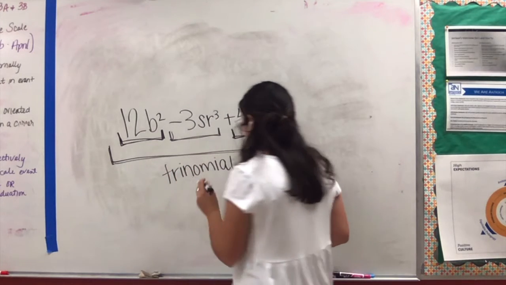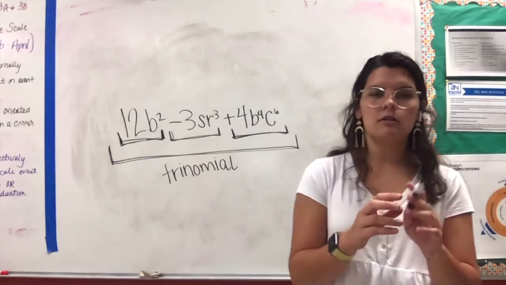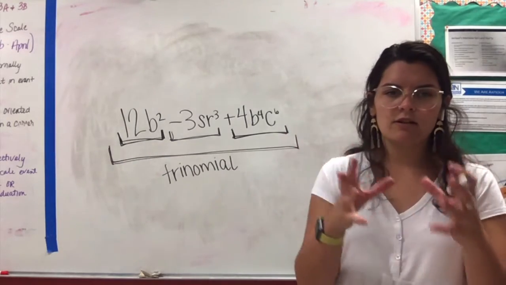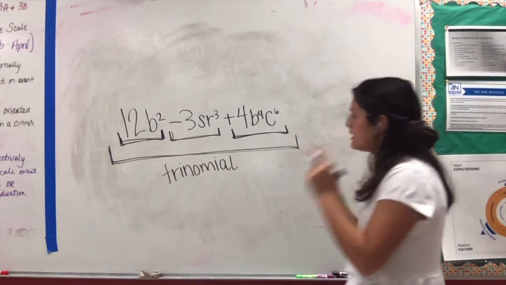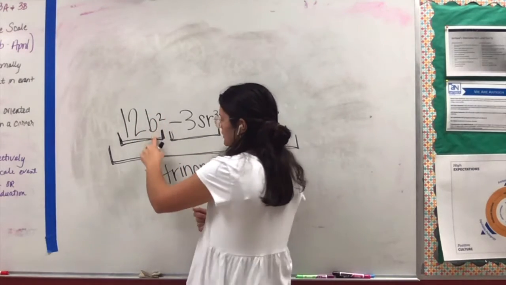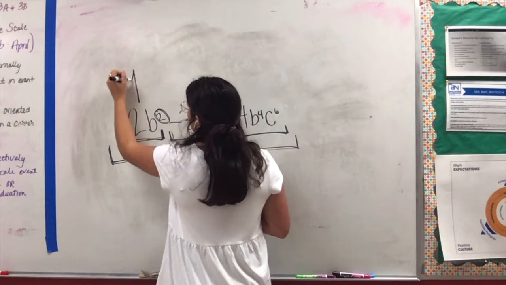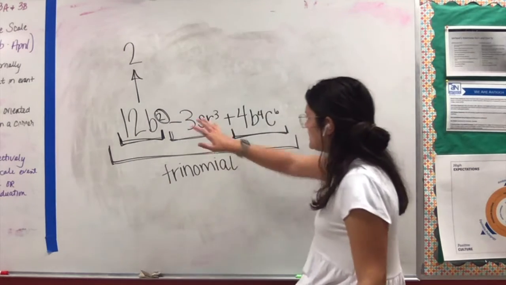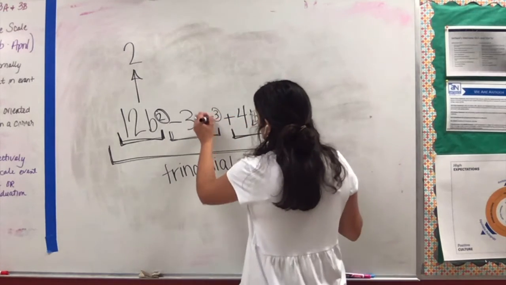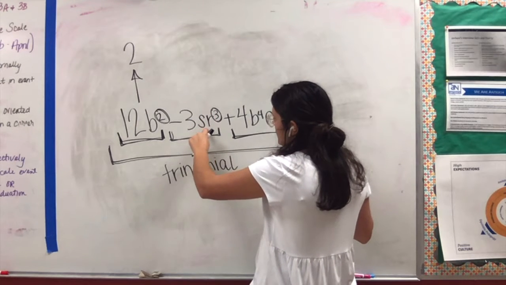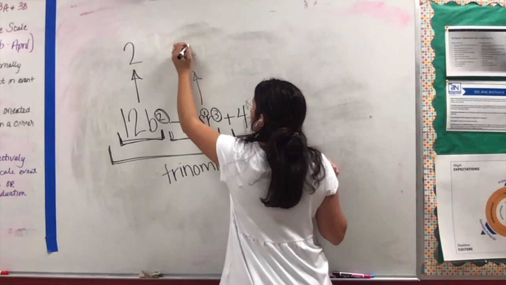All right, and now we're going to look at exponents. So to find the standard form of a polynomial, you need to know the degrees. So we're going to look at the exponent, find the degree of each term, and we'll go from there. Okay, so degrees, exponents. 12b squared, we have one variable and one visible exponent. B squared, degree is 2. All right, negative 3sr cubed. We have 2 variables, one visible exponent. Remember, when we have a variable without a visible exponent, we know there's an invisible 1. So add those together, we get 4.